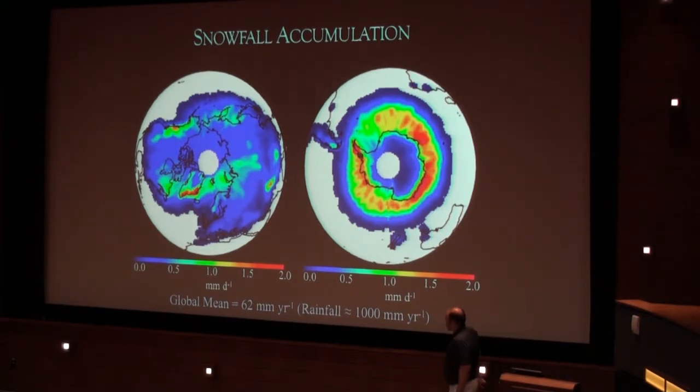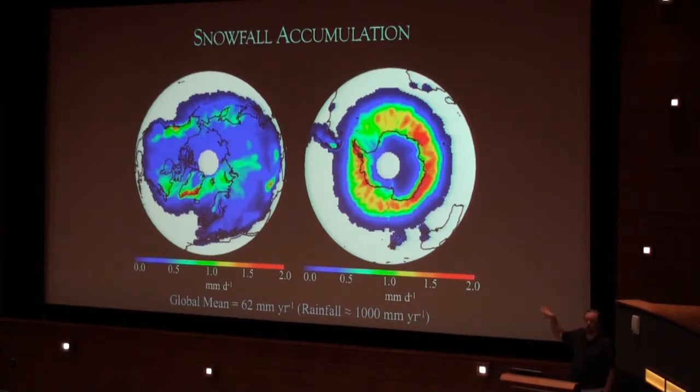And what we find, just for comparison here, the global mean is about 62 millimeters per year, as opposed to about 1,000 millimeters a year of rainfall. So just to give you an idea of the order of magnitude of these things. But again, because of our sensitivity, this is probably the first estimate of the snowfall accumulation that you could really trust.